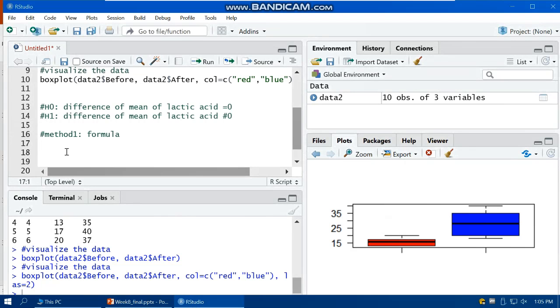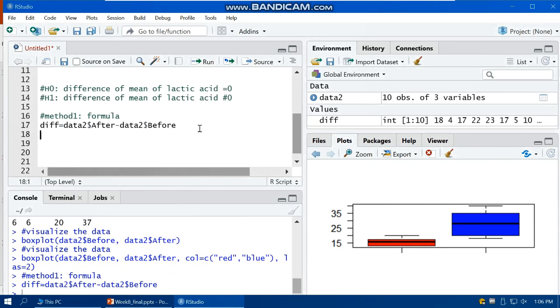So first of all, I have to measure the difference, right? So difference, after minus before. I'm going to use diff as the object. So difference is data2 after minus data2 before, right? So that's the difference for each one. But this is for each person one by one. But we have to measure the mean of the difference, right?